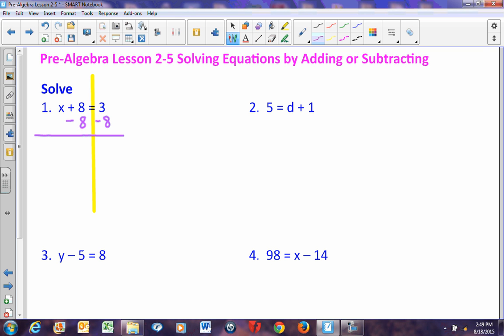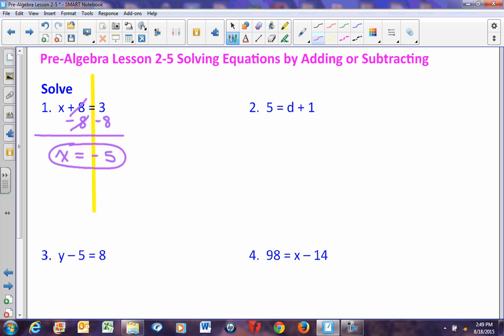And please do your equations vertically. They work so much better vertically than horizontally. Negative 8 and positive 8 becomes 0, which leaves us with x. Because x likes to be all by itself, x is very happy now. And 3 minus 8, 3 plus negative 8, is negative 5. So x equals negative 5.